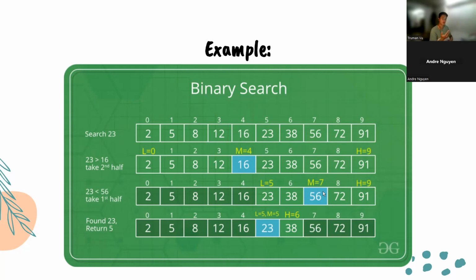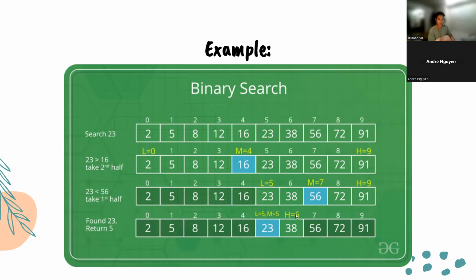56 is greater than 23. So in this case, we bring the highest index of the search interval, which is the end of the search interval, down. And again, skip over the 7th, right? Because we already know it's not 23, it's going to be higher than 23. So why should we cover it? So it goes from index 5 to 9, to index 5 to 6.